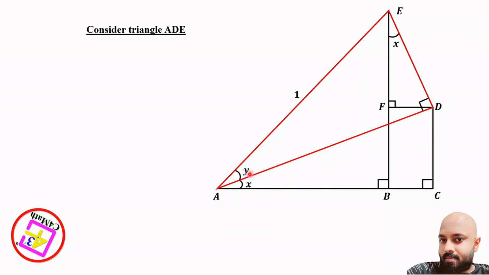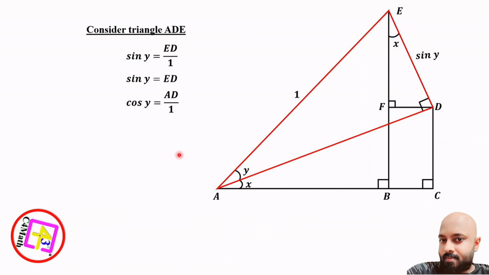Then we can first apply sine y. Sine y means opposite side over hypotenuse. Hypotenuse means the side opposite to 90 degrees, that is this one. We can write sine y is equal to ED over 1. That means ED is equal to sine y. Instead of ED we can write sine y. The same way if you take cos, then cos y is equal to adjacent side AD over 1. Then AD is equal to cos y. Instead of AD we can use cos y.